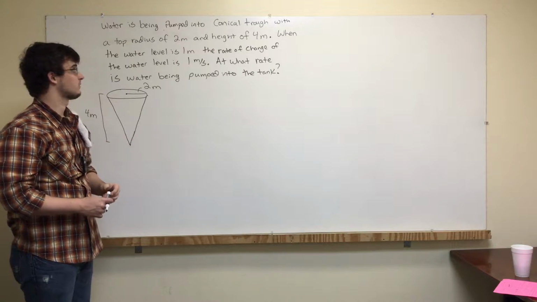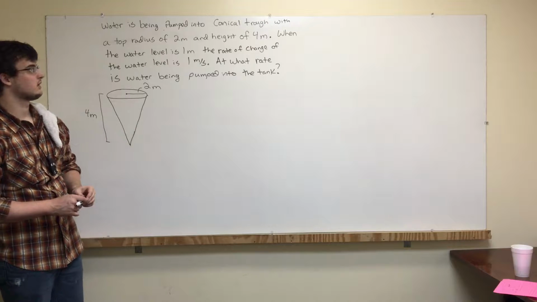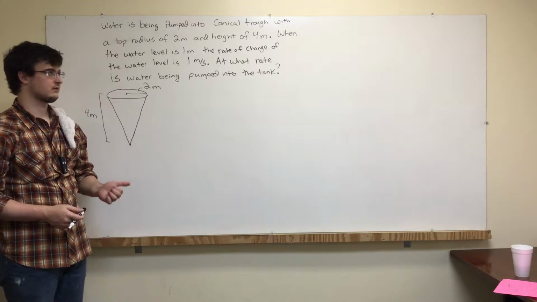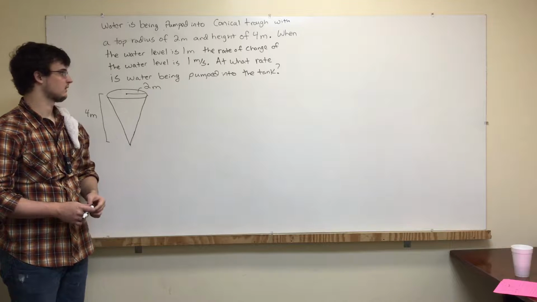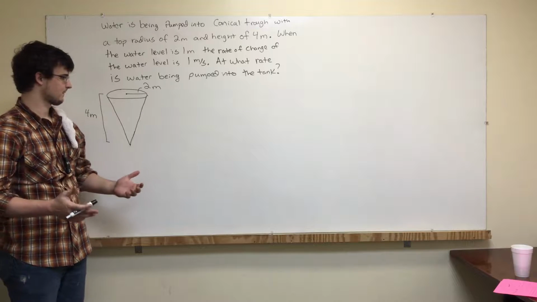Alright, so this is a related rates problem. Water is being pumped into a conical trough with a top radius of 2 meters and a height of 4 meters. When the water level is 1 meter, the rate of change of the water level is 1 meter per second. At what rate is the water being pumped into the tank?